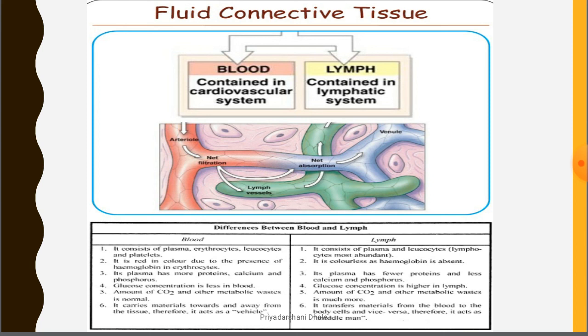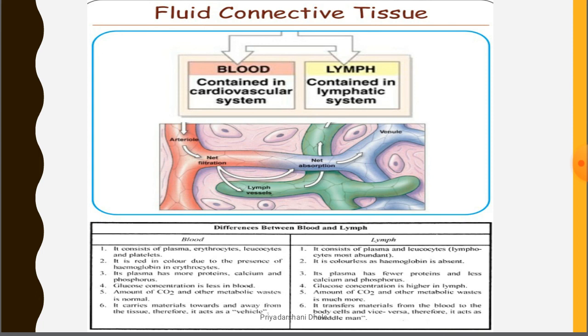Now, blood consists of the plasma, erythrocytes, leukocytes, and platelets. It is red in color due to the presence of hemoglobin in red blood cells. The plasma has more protein, calcium, and phosphorus. Glucose concentration is less in blood. The amount of carbon dioxide and other metabolic waste is normal. What is the main function? It carries the material towards and away from the tissues, therefore it acts as a vehicle.